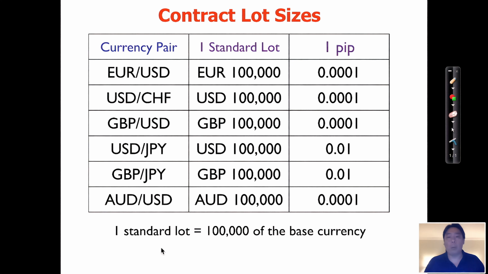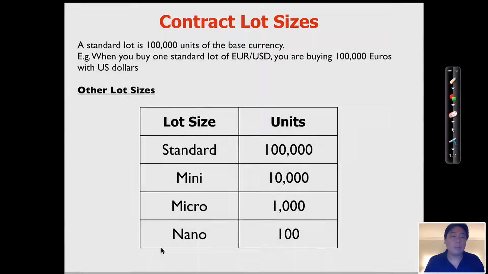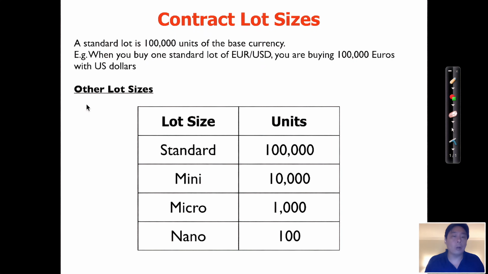Now, you don't have to buy 1 lot. You can buy less than 1 lot. Like I said, a standard lot is 100,000 of the base currency, but you can buy a mini lot, 10,000, a micro lot, 1,000, or a nano lot, 100. Now you don't have to remember the names of these. It's not important. What's important is to know how many units you have to buy and how you key in the lot size. It depends on the broker you use.